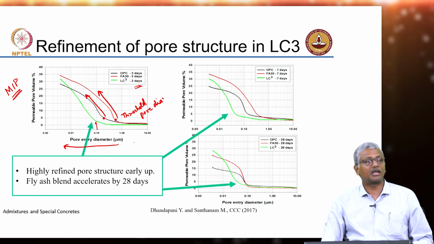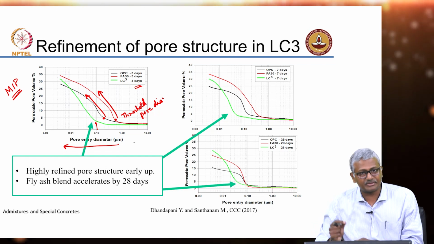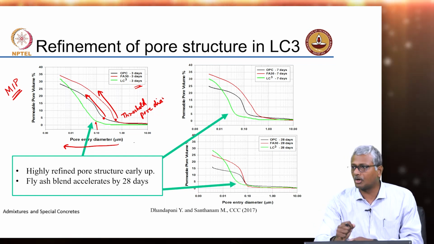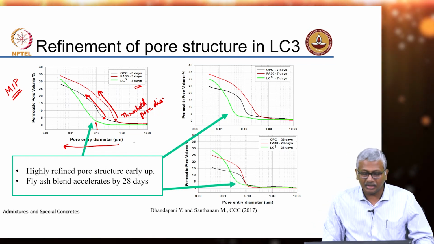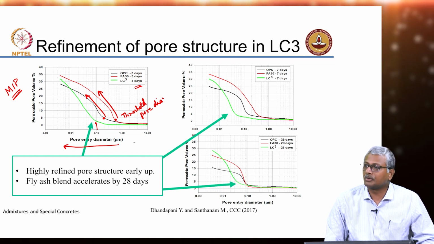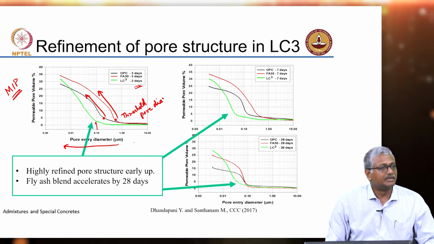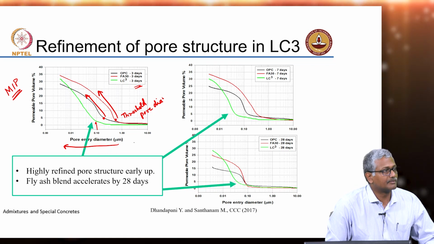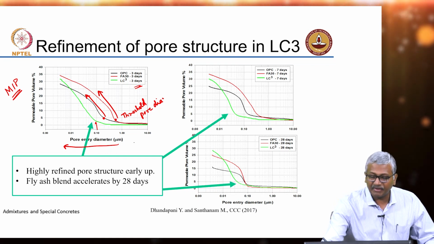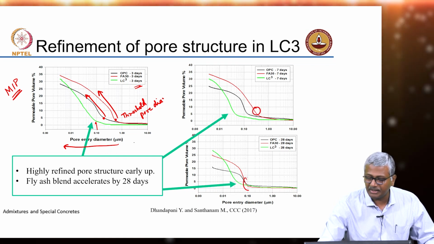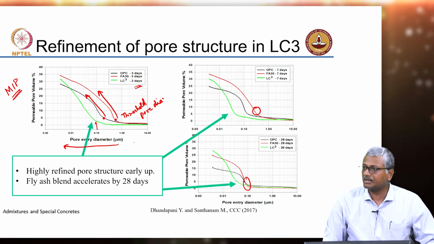Like a threshold pore diameter. You are overcoming that small pore to push a lot of mercury into your system. And what you are clearly seeing is that by 3 days, your LC3 system is even finer than the Portland cement system, right? By 7 days, the fly ash is catching up, and by 28 days, your fly ash and cement are nearly at the same level.